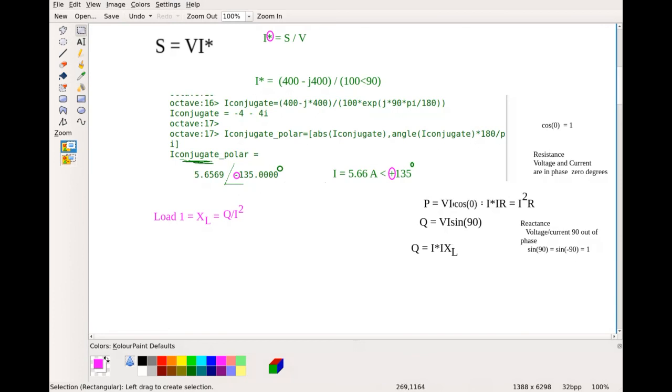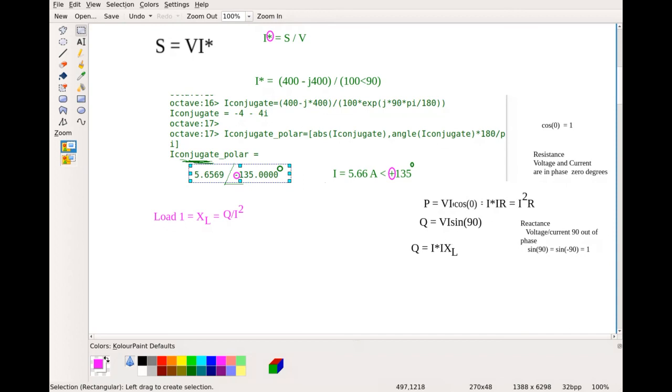Okay, and so we know the current. We know that in the inductor, the voltage and current are 90 degrees out of phase. That's a known, and that's why I can say this. So we're not worried about this phase angle. We just know that this is the current with this phase angle, but the voltage is 90 degrees out of phase with this current, whatever the phase angle of that is.